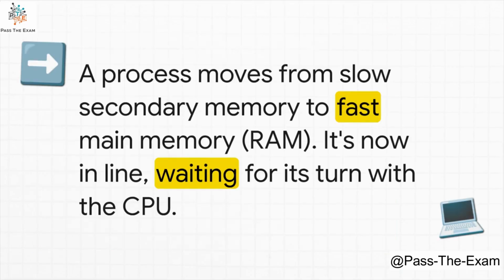Okay, so now for its first big move. The operating system picks our new process and moves it from your slow hard drive into the super fast main memory, the RAM. And once it's there, it gets in line in something called the ready queue. Just picture a line of tasks, all prepped and basically tapping their feet, waiting for their chance in the spotlight.